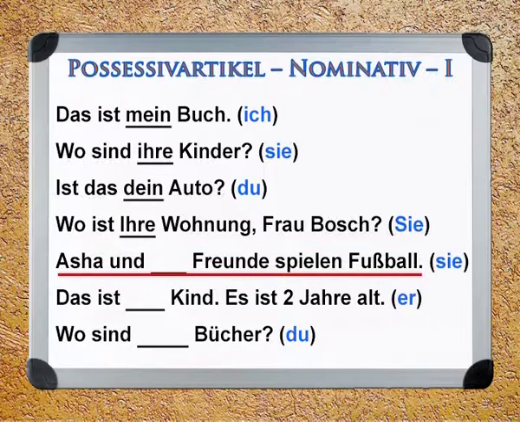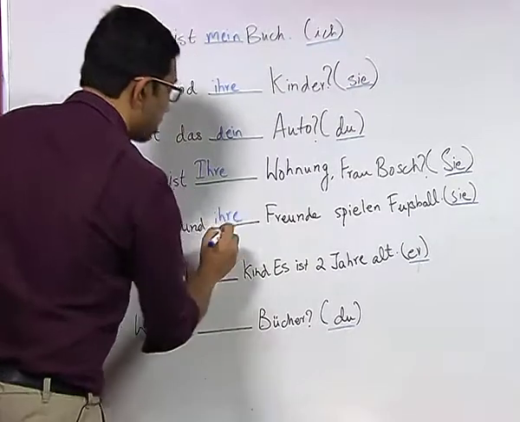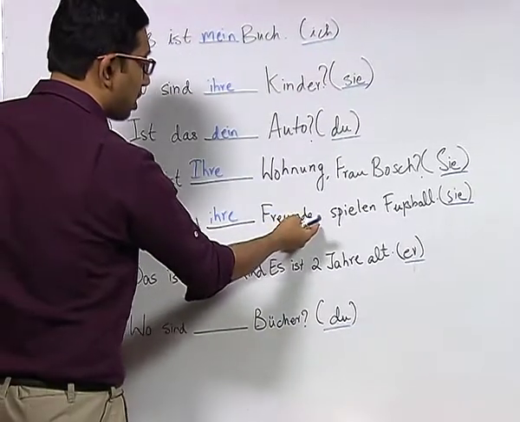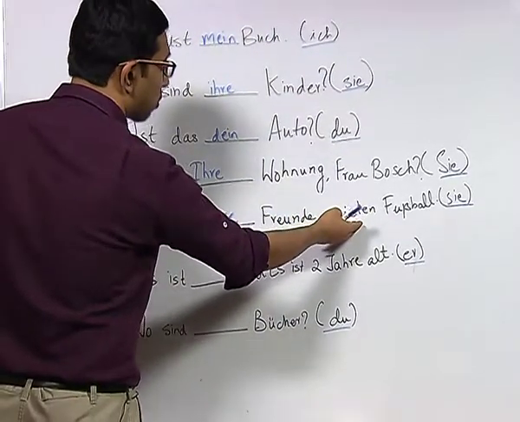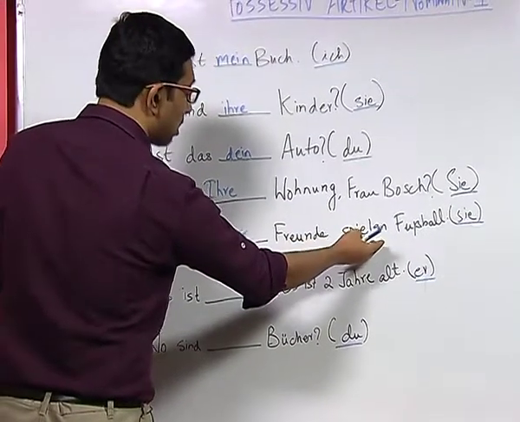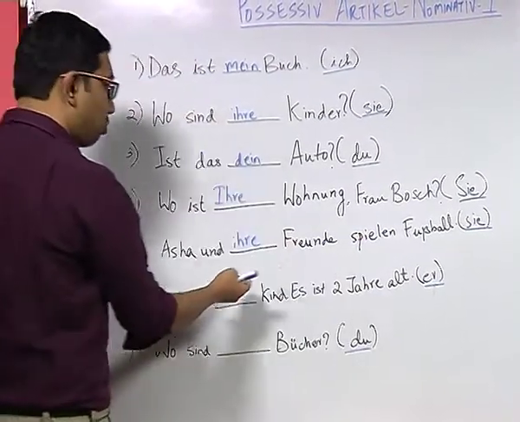Ascha und Freunde spielen Fußball. Here in the bracket we have the pronoun sie, which is the third person singular pronoun, and like in the previous example, we write the possessive article for this noun, ihre Freunde. Freunde means friends in plural, and as you can see, the verb has been conjugated with an ending, which shows that the noun is in plural.